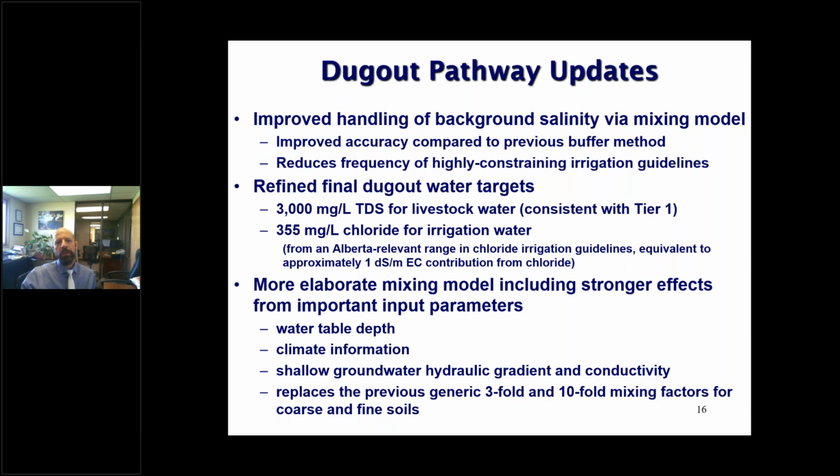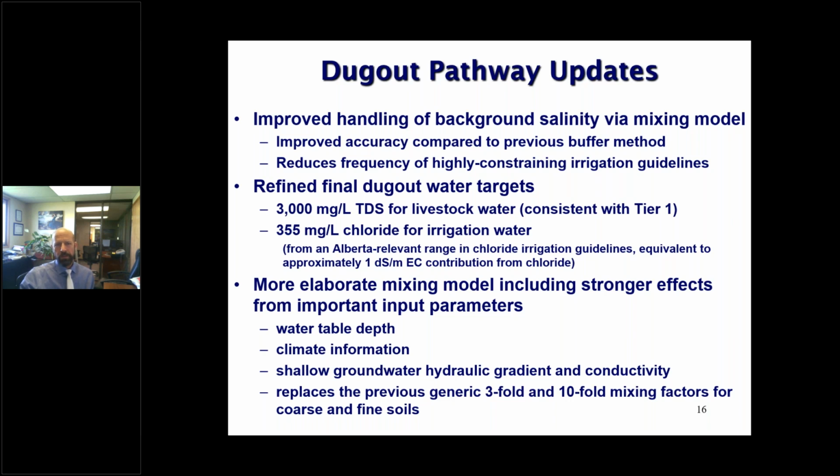Dugout pathways: there's been improved handling of things like background salinity via a more complex mixing model. One of the big effects of this is it reduces the number of times that irrigation guidelines are constraining. They used to be highly problematic on a lot of sites. Now it's much less of a problem for irrigation to be an issue. The final guidelines used are slightly refined compared to before. That's more of an under-the-hood kind of thing.